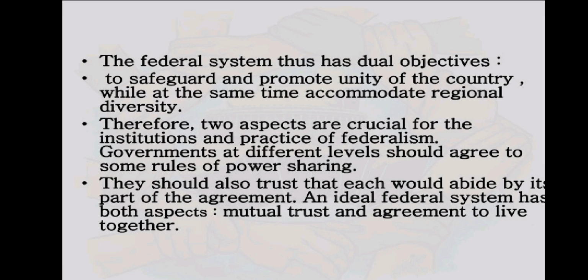Now, the last one is: the federal system thus has a dual objective, to safeguard and promote unity of the country, while at the same time to accommodate regional diversity. An ideal federal system has both aspects: mutual trust between the central government and the state government, and agreement to live together.